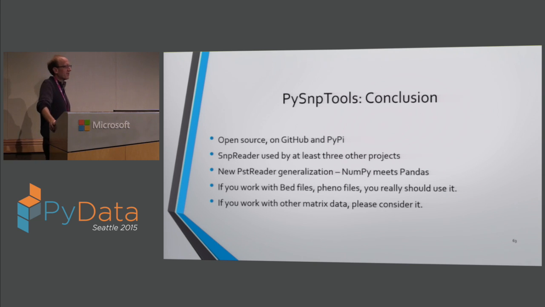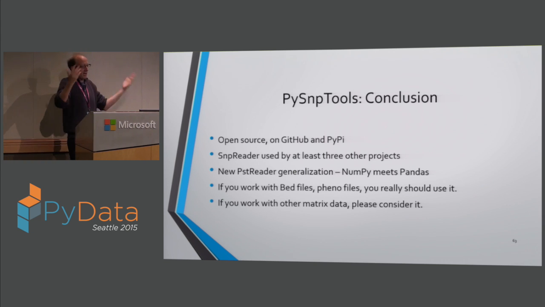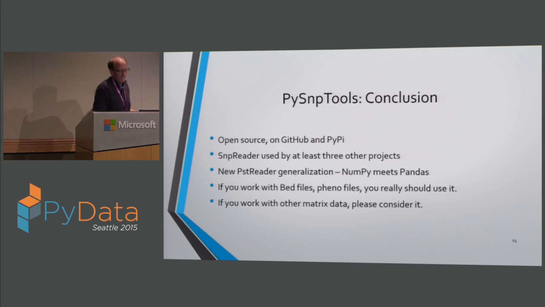SnpReader is used by at least 3 projects, only one of which I'm intimately involved in. I'm peripherally involved with another. I hope we'll see that the PstReader generalization, where we have this matrix data that we don't read until we need it, but we also have row and column labels and properties, is a nice way to get the full efficiency of NumPy arrays, because they are NumPy arrays when we actually read them, versus some of what you get from Pandas, where you have row IDs and column IDs and some properties, and you don't lose track of that this row goes with this person.